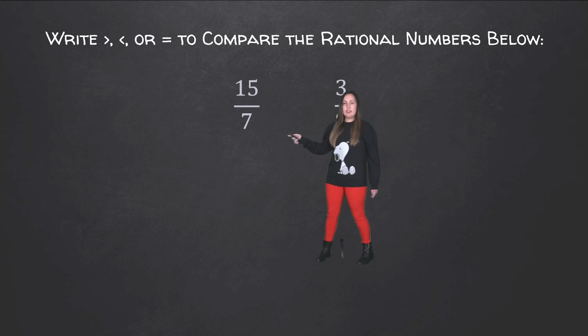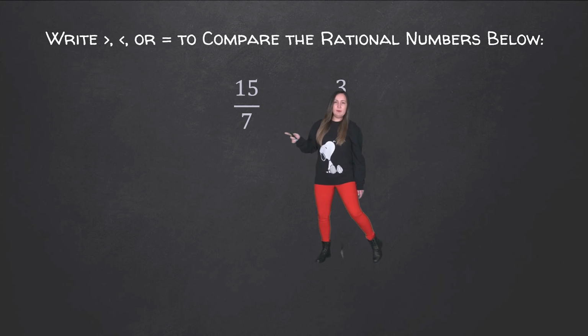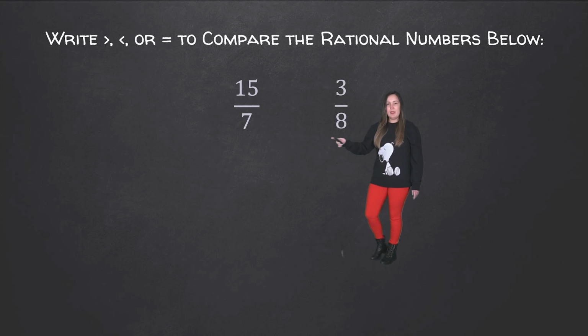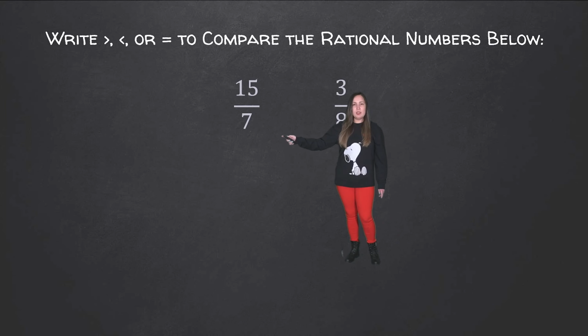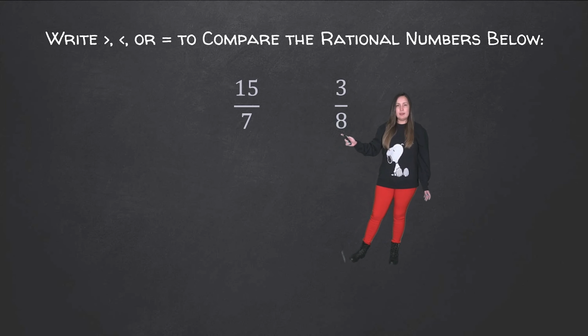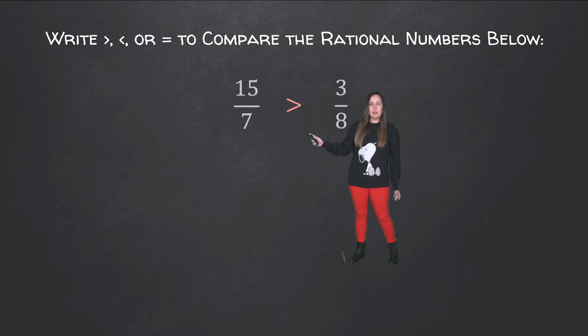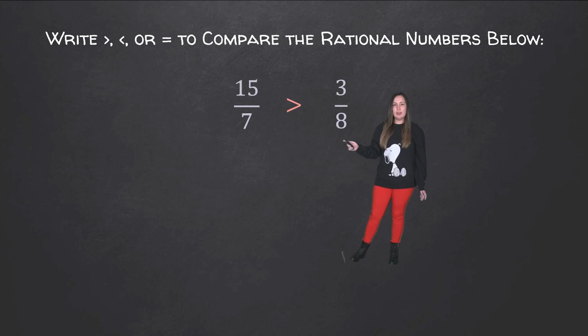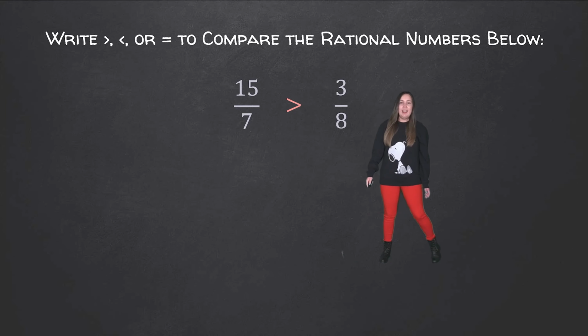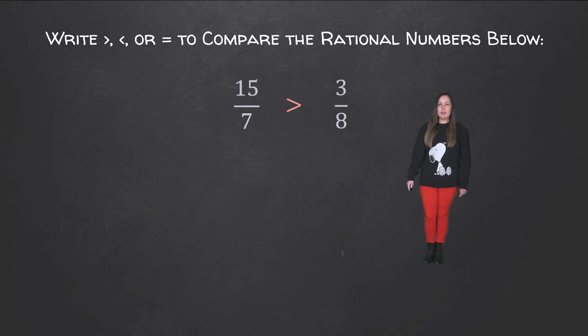So here we have another example. We have 15 over 7 and we have 3 over 8. Now 15 over 7 is an improper fraction because the numerator is larger than the denominator, making this greater than a whole. And 3/8 is less than a whole because we only have 3 parts out of 8, which means that 15 over 7 is automatically greater than 3 over 8. And that's it for comparing fractions, improper fractions, and mixed numbers.